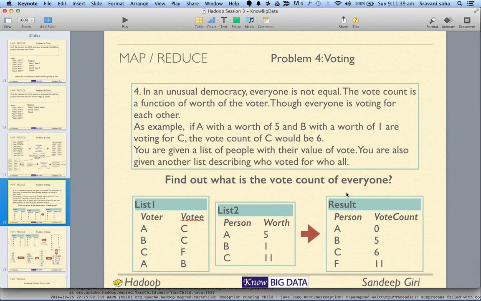So in this unusual democracy, the votes are measured in terms of how rich the voter is. In case a richer voter is voting for you, you get more votes. In case a poor voter is voting for you, your vote count is less, right? So there are two lists. List 1 contains voter and votee, meaning who voted for whom. And list 2 contains people and their worth, right?